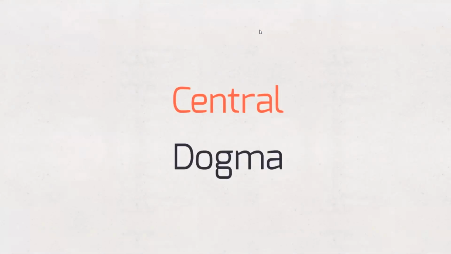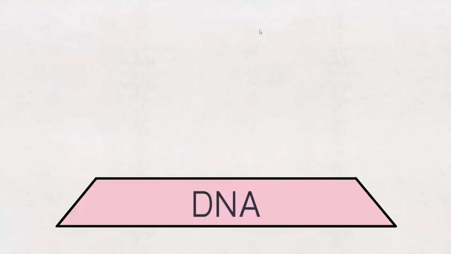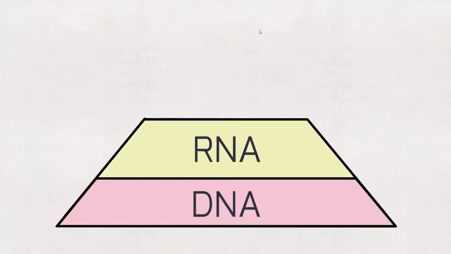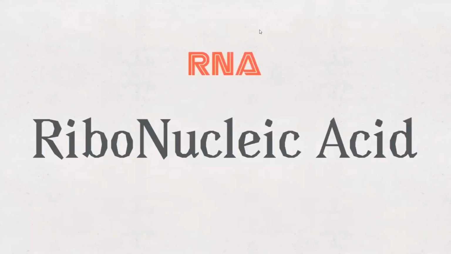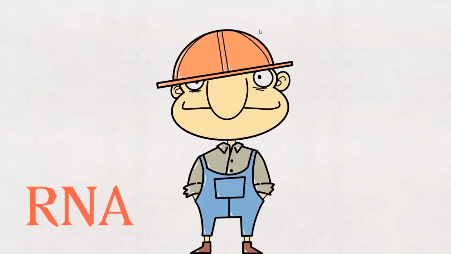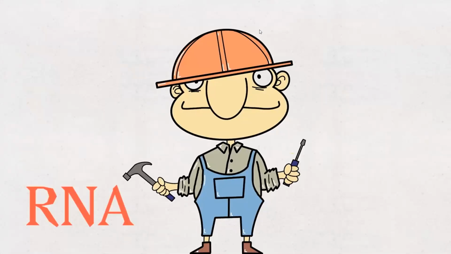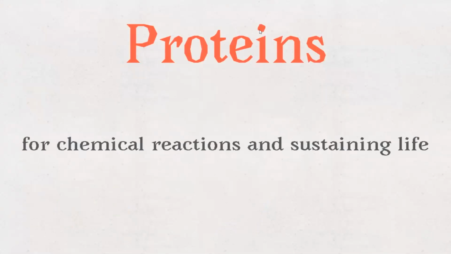So what's the process of transmitting information? Scientists refer to the term central dogma, which simply explains that DNA codes for RNA and RNA codes for proteins. Now, RNA is short for ribonucleic acid, and they carry out specialized functions that are essential for proper functioning cells. And proteins are crucial for the existence of cells, promoting chemical reactions and sustaining life.